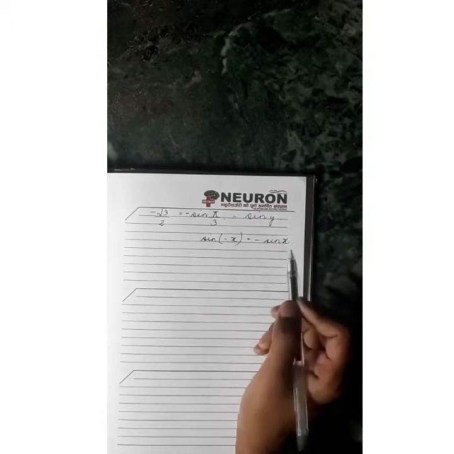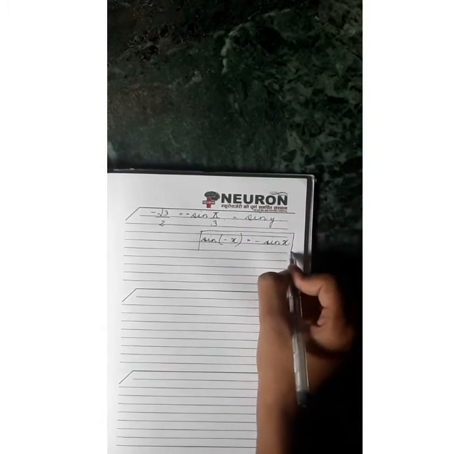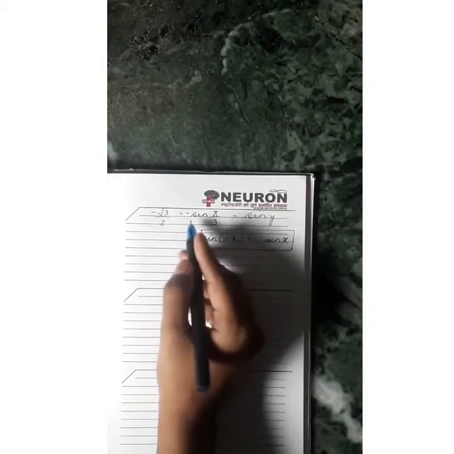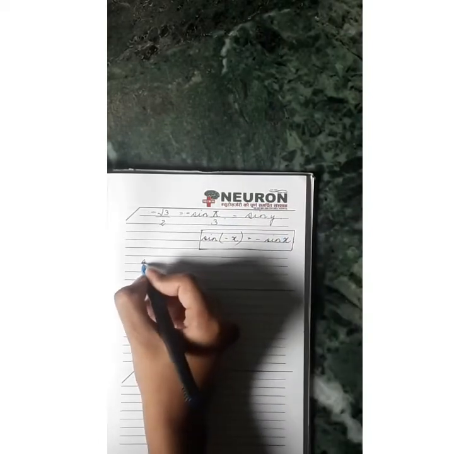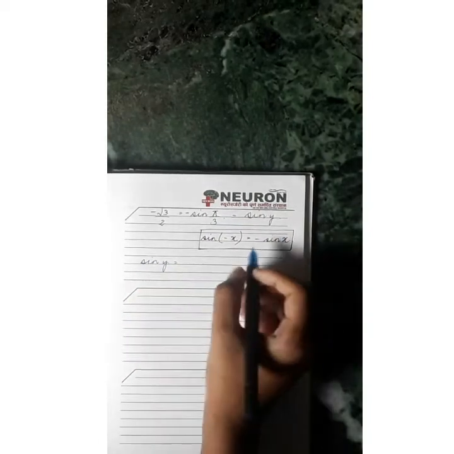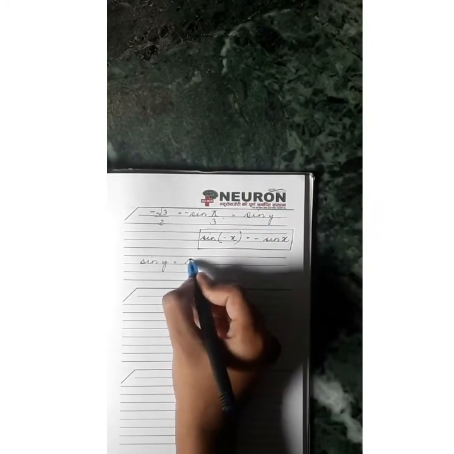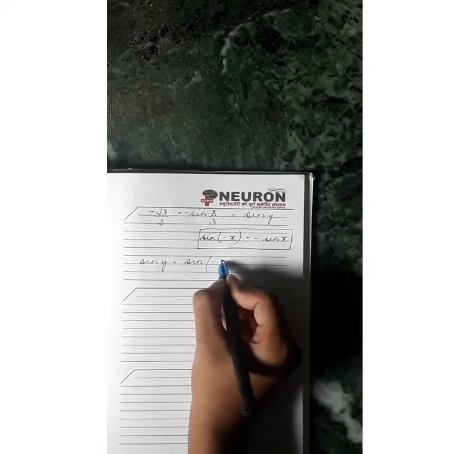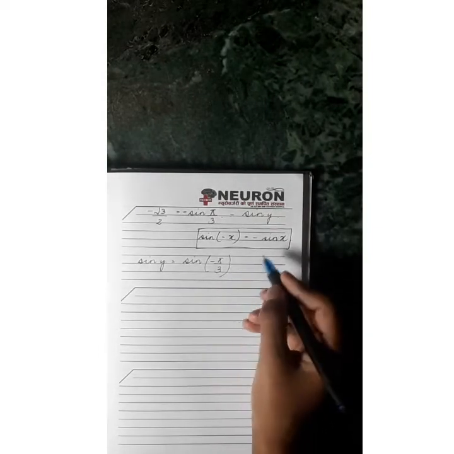Do you all remember this? Sine of minus x is equal to minus sine x. So here we will make use of the same identity. We have minus sine pi by 3 and we have to eliminate this negative sign. So what will we do? What is the next step? We can write minus sine x is equal to sine of minus x. So now, what are you getting here? You are getting y to be equal to minus pi by 3.